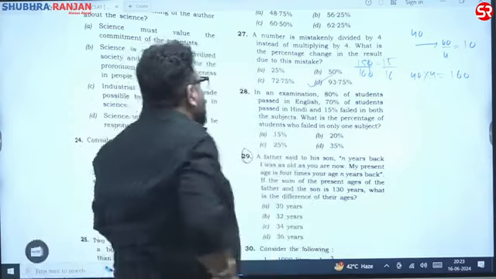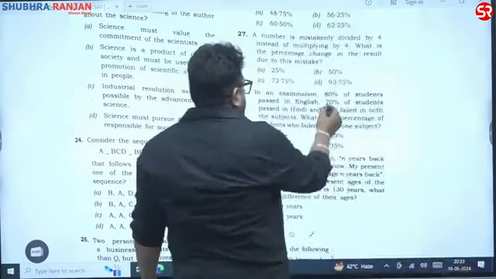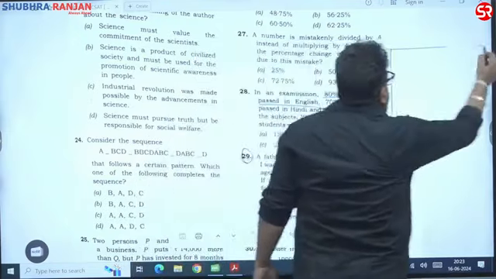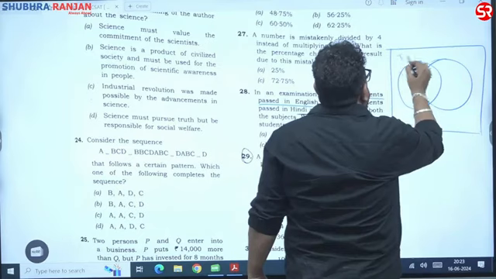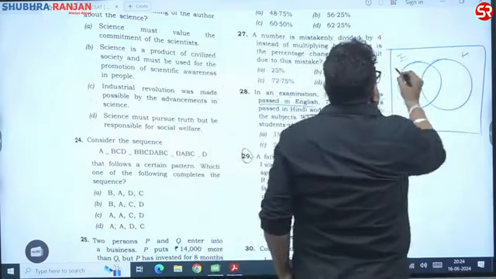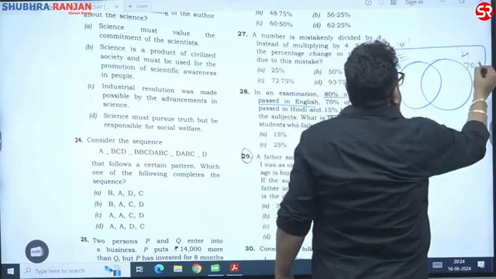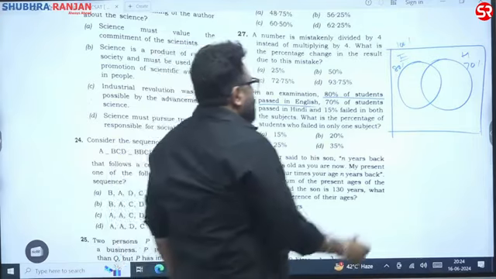Oh, set theory, guys, set theory. It is so easy. He says 80% of the students passed in English. So let's see. Pass English, and 70% passed in Hindi. 80. So 100% is the total diagram. 70% in Hindi. Right? And 15% failed in both the subjects.